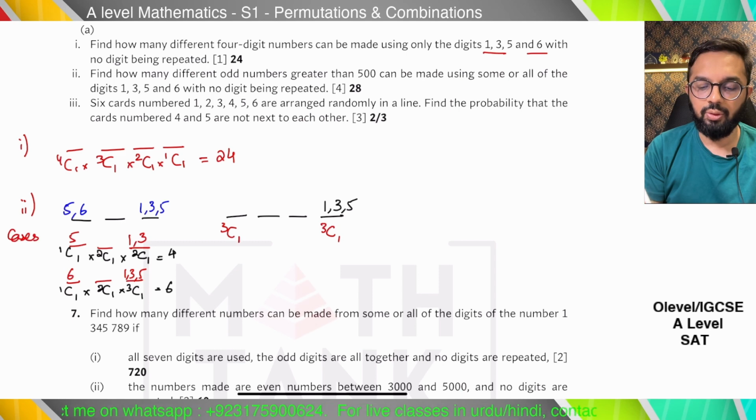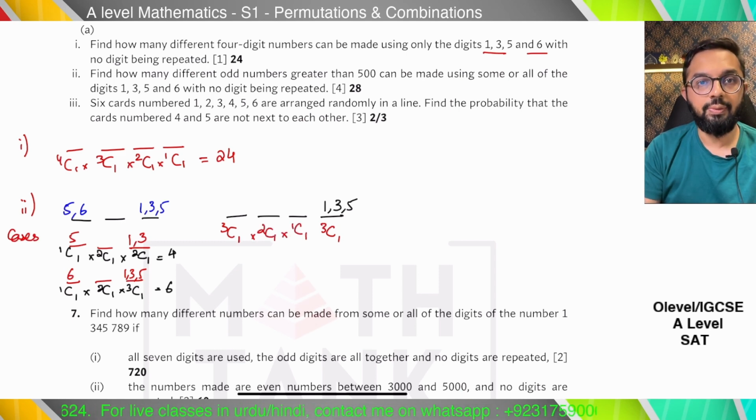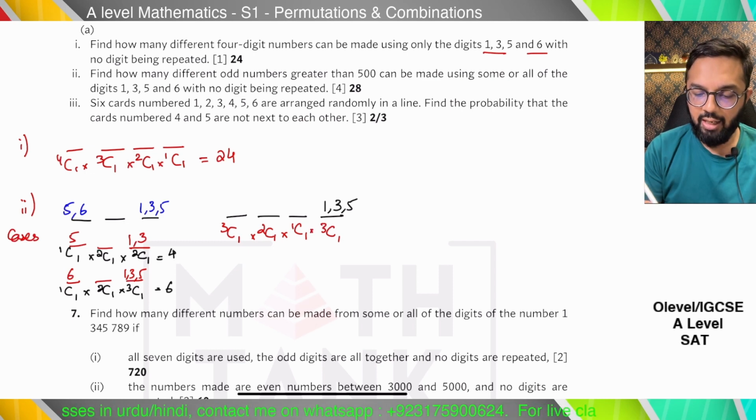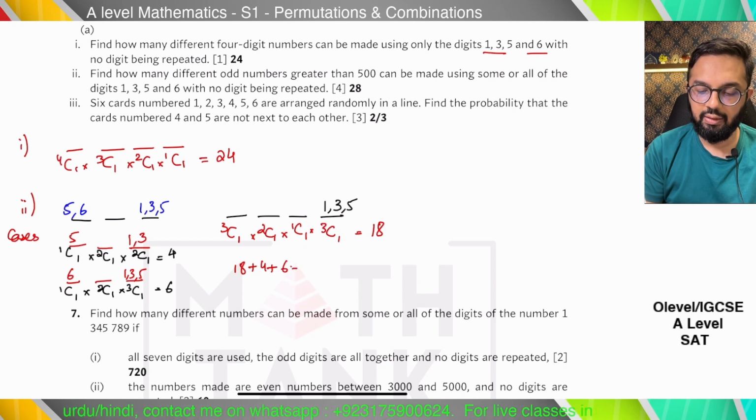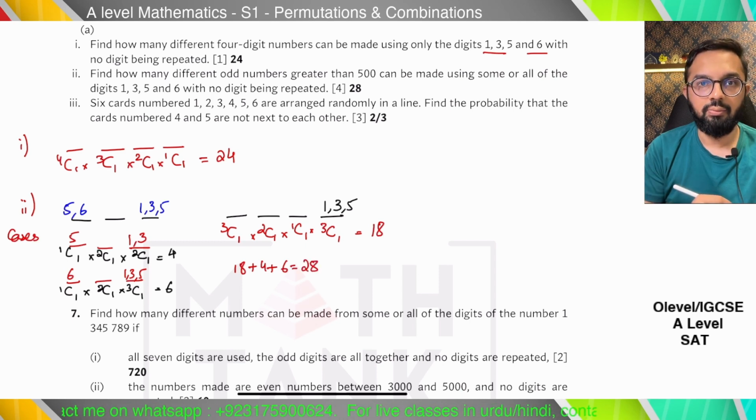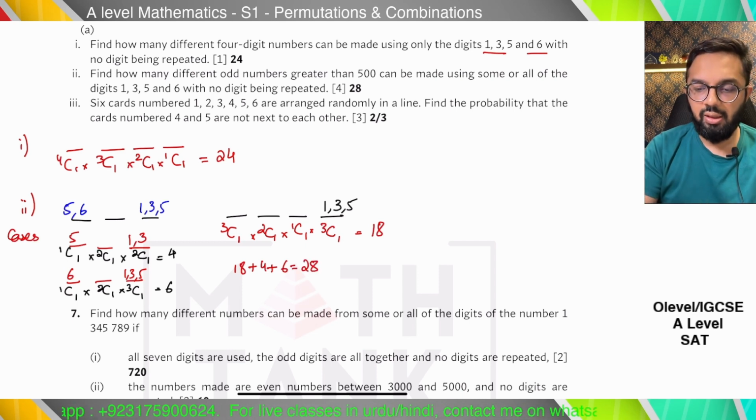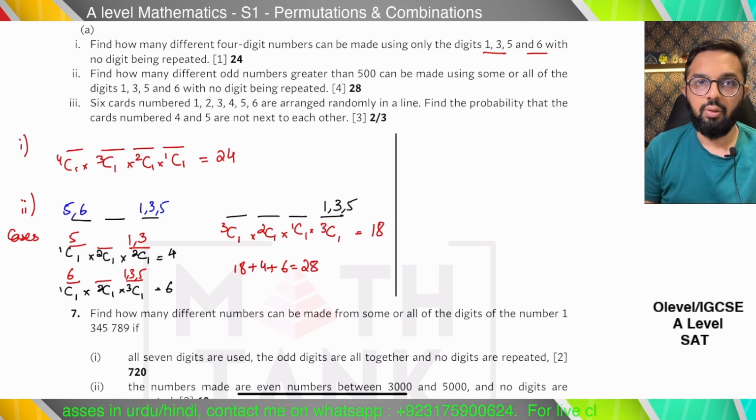So 3C1 choices, 2C1 choices, and 1C1 choices. So what do I have? I have 3 into 2 into 1 into 3, which is 18. So I have 18 plus 4 plus 6. That gives me 28. Okay, so pretty detailed question. Please understand the concept of overlapping restrictions.